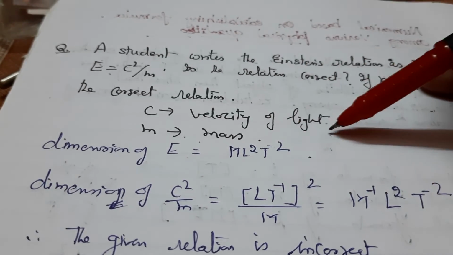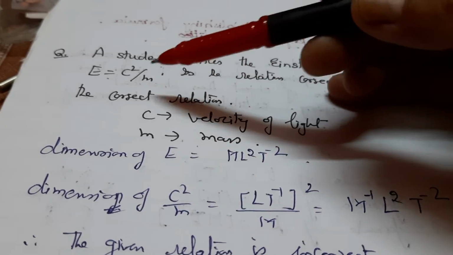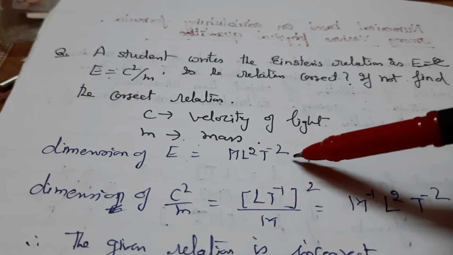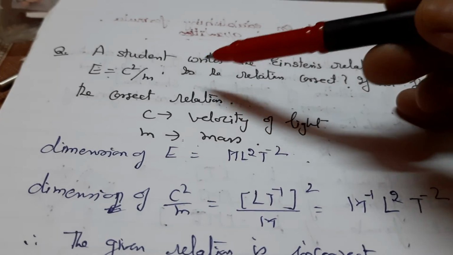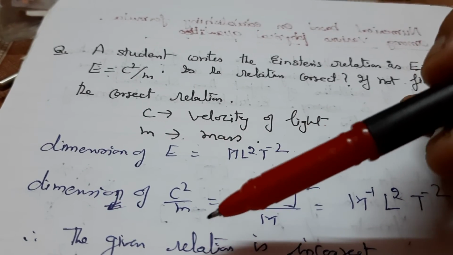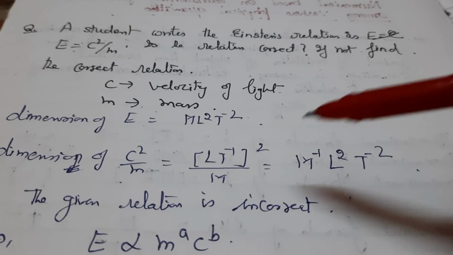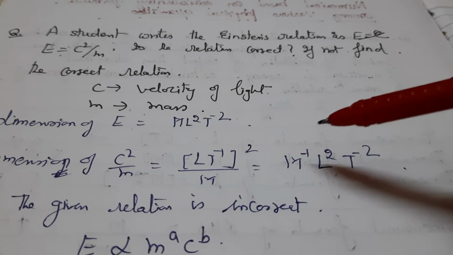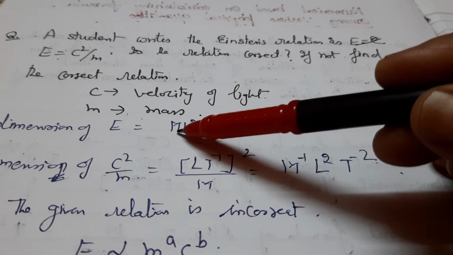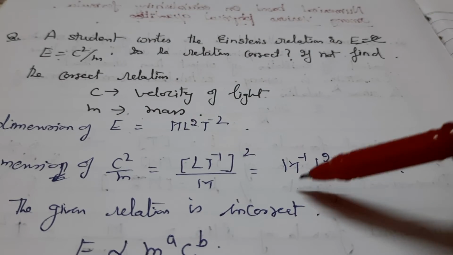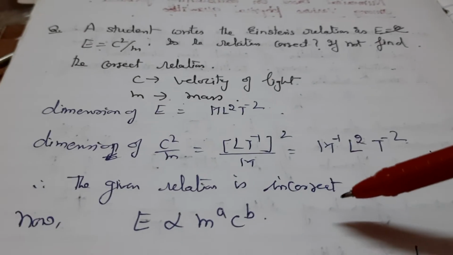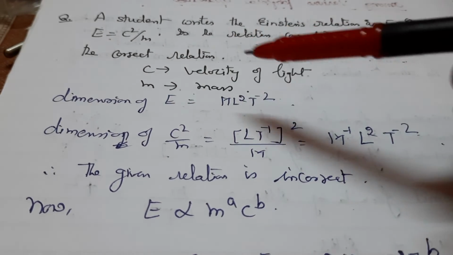C is what here? Velocity of light. M is the mass. So the left hand side is given E, and we know the dimension of E is M L square T raised to the power minus 2. Now we will calculate the dimension of the right hand side, C square upon M. We will substitute the values and we get M raised to the power minus 1 L square T raised to the power minus 2. Here the left hand side is coming M, but the right hand side is coming M raised to the power minus 1. So this is not correct. The relation is not correct because the left hand side is not equal to the right hand side.